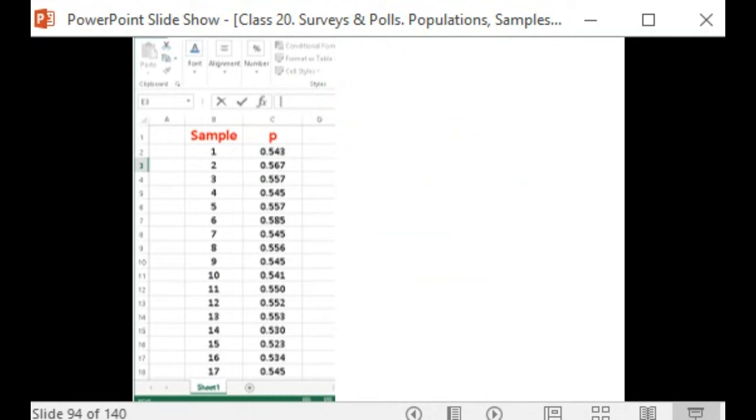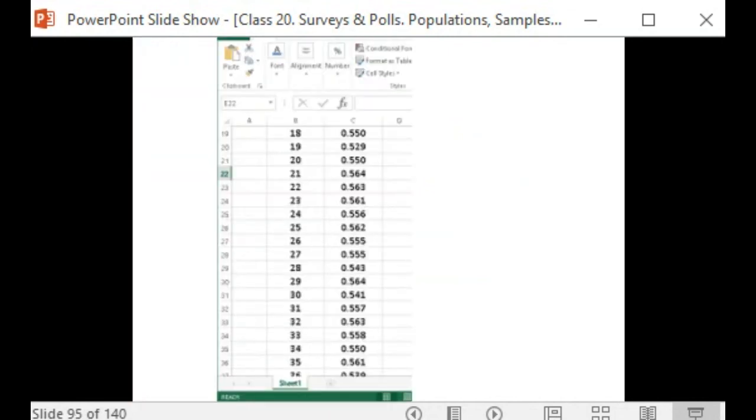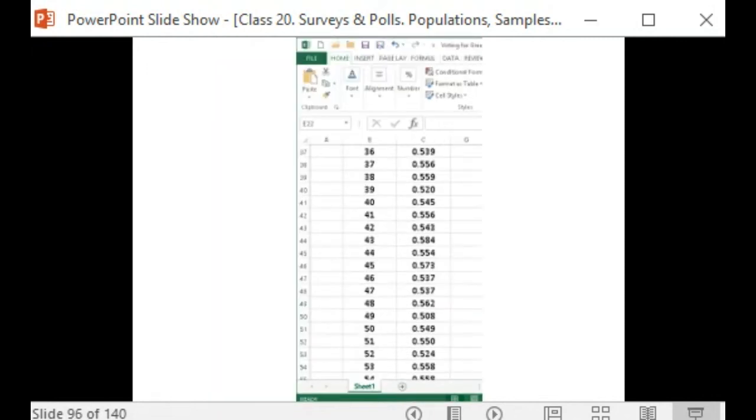For the second sample, it's 0.567. For the third sample, it's 0.557, and so on. We'll just keep doing this for every sample. For sample 18, p was 0.550, which, since they have samples of 1,000, meant there were 550 voters who said they were voting for Green out of those 1,000. For sample 19, p was 0.529. We just keep doing it. Here we go, sample 36, p was 0.539. For sample 37, it was 0.556.